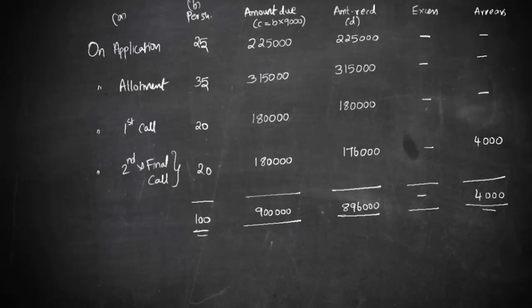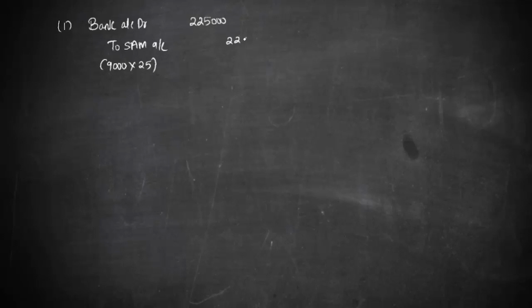Let's first pass the accounting entry for the share application money that was received, which is 25, then the conversion to share capital. So I'll put the entries in short forms. First is the receipt of share application money. When share application money is received, the entry would have been bank account debit to share application money account, and that would have been received on 9,000 shares at 25 per share. So the entry is this, and the amount is 2,25,000, what we have seen in the table.